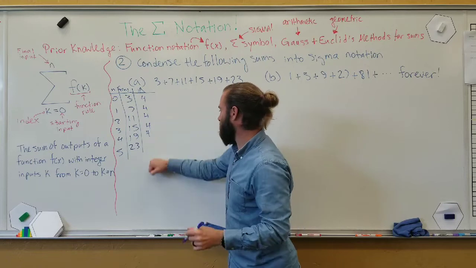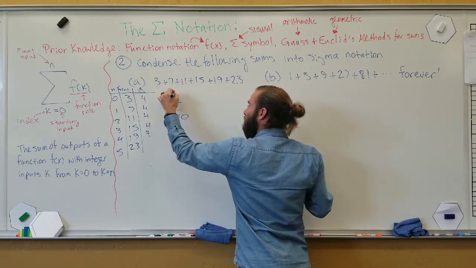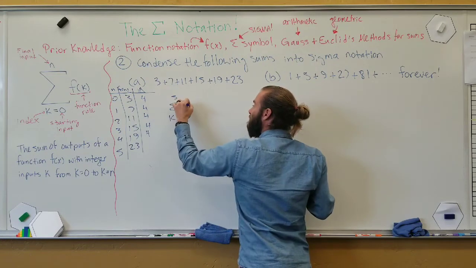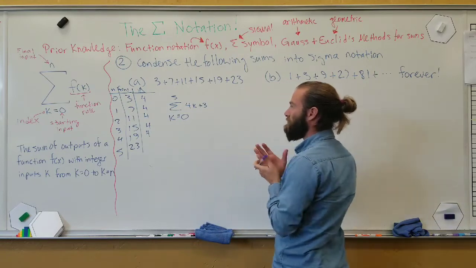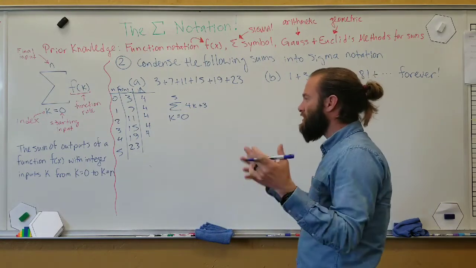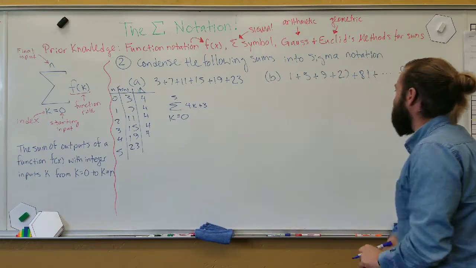Let me write this in a better spot here. I thought I needed more space, but I don't think I do. K equals 0 to 5 of 4k plus 3. Seems like. That's not the only way to make it, but that's likely the easiest way to make that one. Okay? Let's look at the next one here.